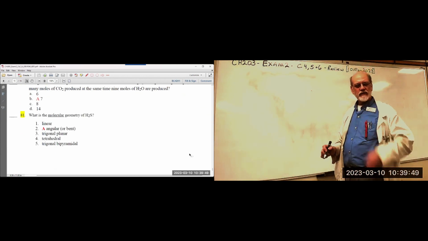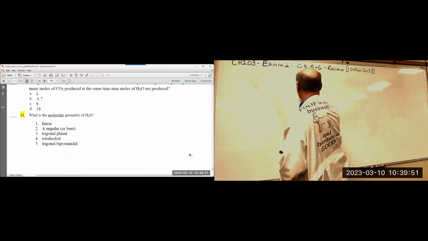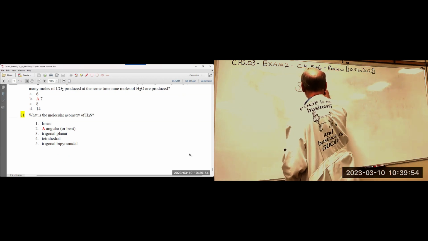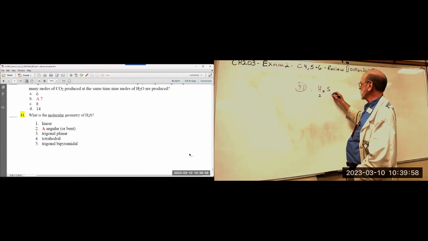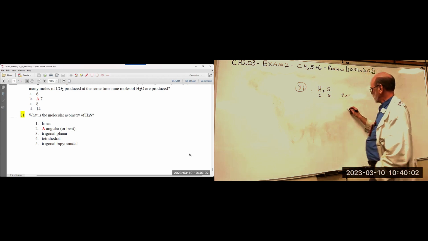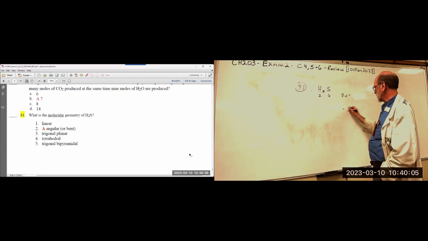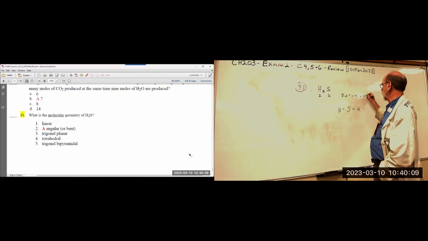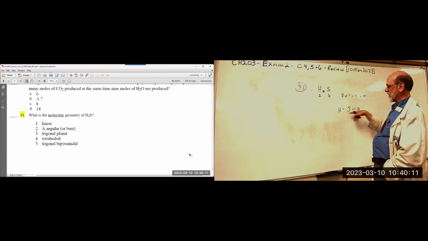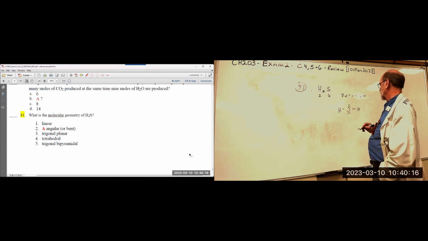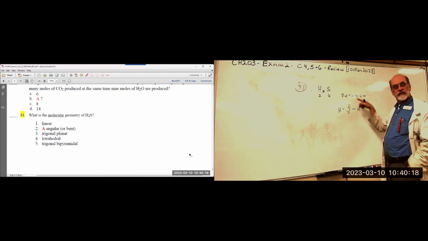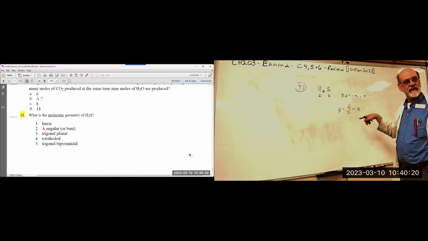What's the molecular geometry of H2S? Well, if we go to the trouble, there are 2 valence electrons from the hydrogens and sulfur is 6. So that's 8 electrons. So we have a sulfur, a hydrogen and a hydrogen, right? That's 2, 4. That means we have 4 electrons left. Can't put any on the hydrogen, so we go in on the sulfur. 2, 4. Okay, we have 4 groups around the central atom. That means tetrahedral.